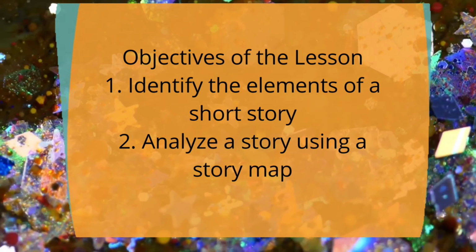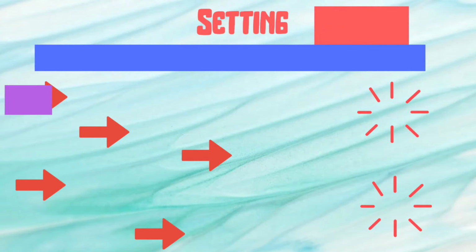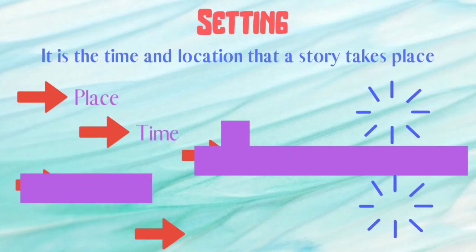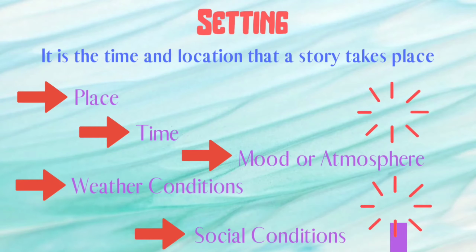How do you think can authors write such remarkable short stories? Maybe they're able to master combining elements that go into every good short story. What are these elements? The first element is setting. It is the time and location that the story takes place.